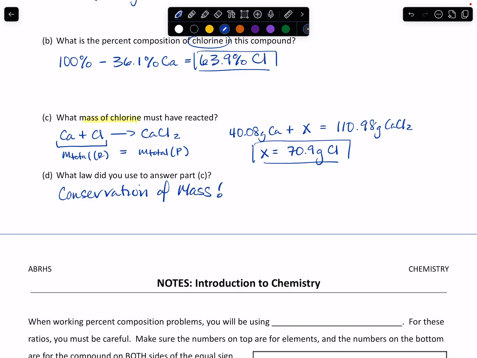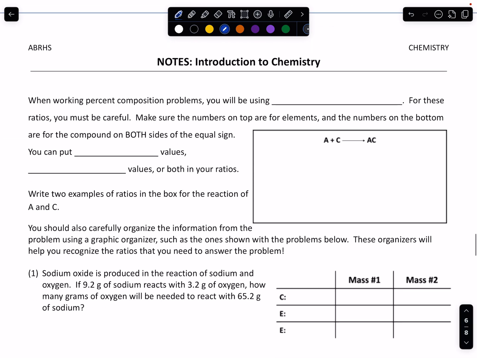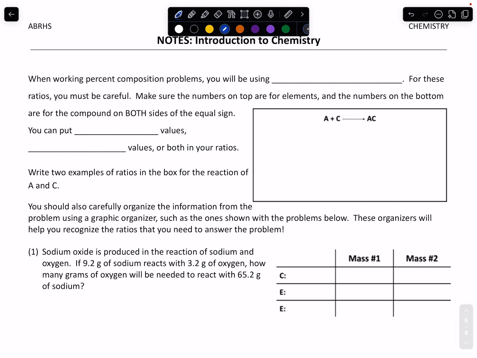All right. So that's one type of problem where we calculate that percentage. All right. There's another type of problem which allows us to use these percentages to set up ratios and calculate mass values using those. All right. So when working percent composition problems, another type of problem will have us using ratios.